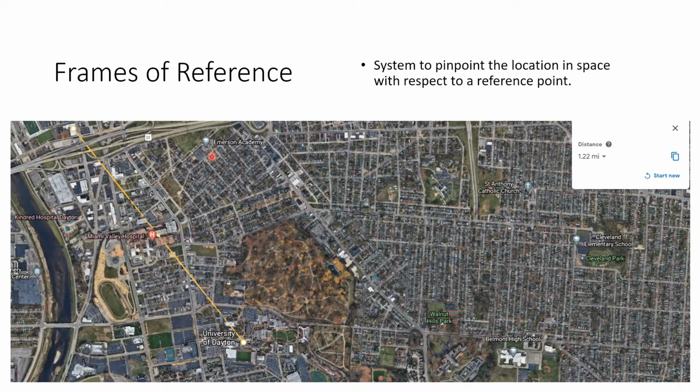1D is less commonly used, that's why we're not going into it, but just simply looking at this, if I was standing at University of Dayton looking at CJ in a straight line, if none of these buildings were in the way, that would give me a 1D frame of reference. But that's not commonly used, so we're not using this.